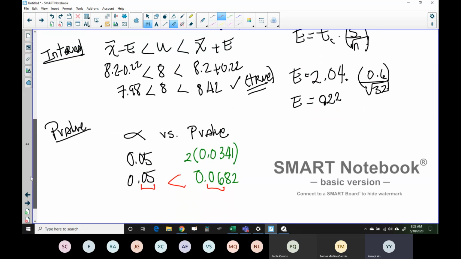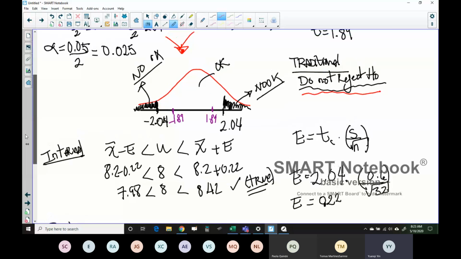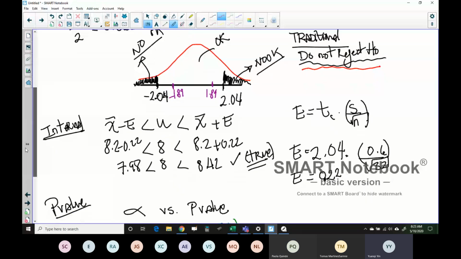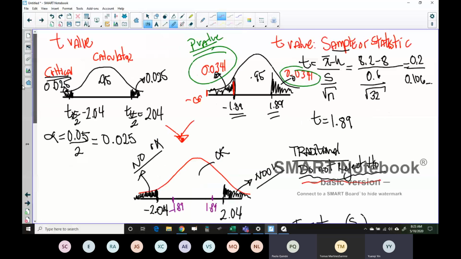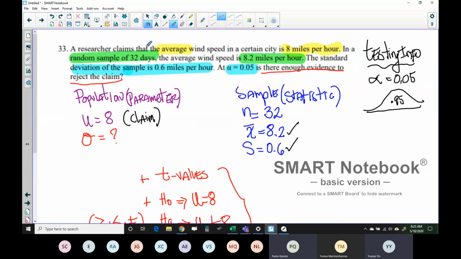I did it using the 3 methods: the traditional method, the interval method, and the p-value method. So we cannot reject the original idea. What was the original idea? That the average wind speed in a certain city is 8 miles per hour. I do believe that. That's basically what you are saying when you do this kind of exercise.